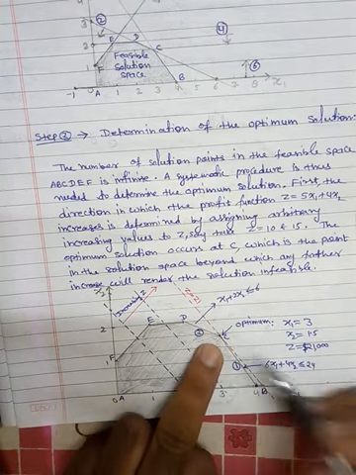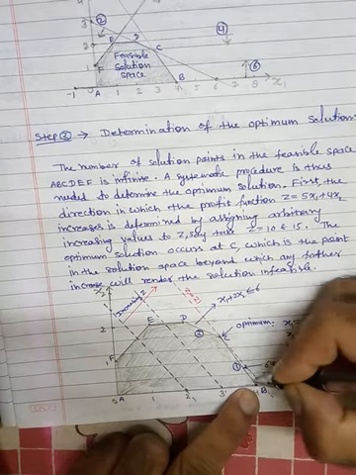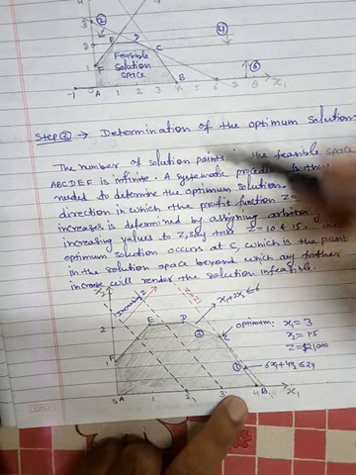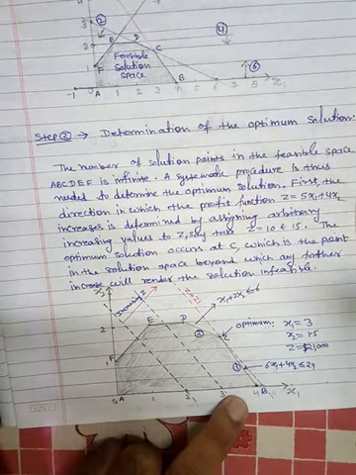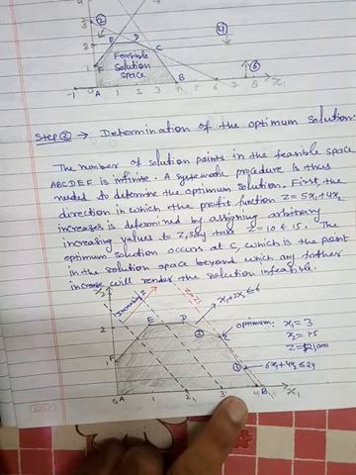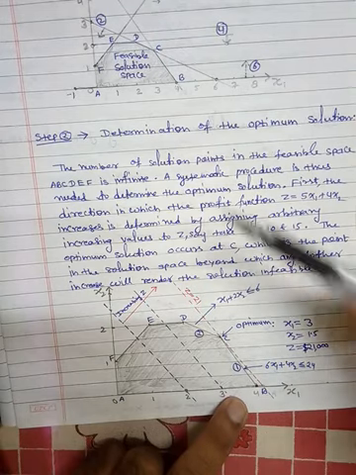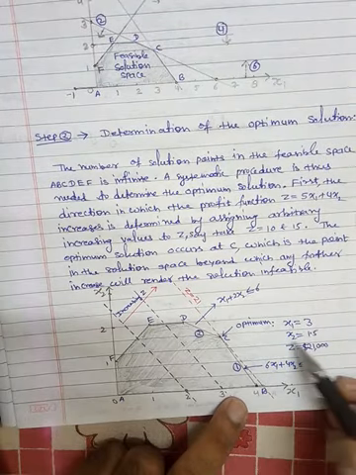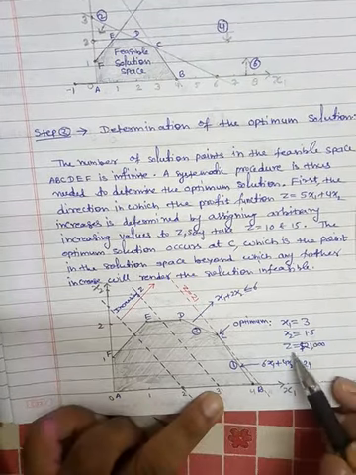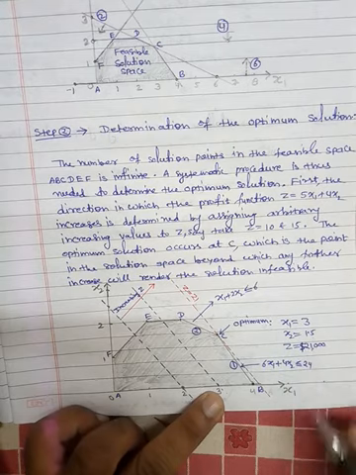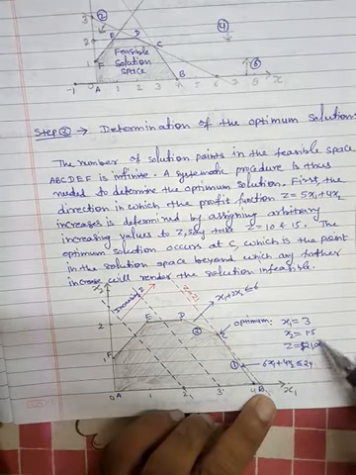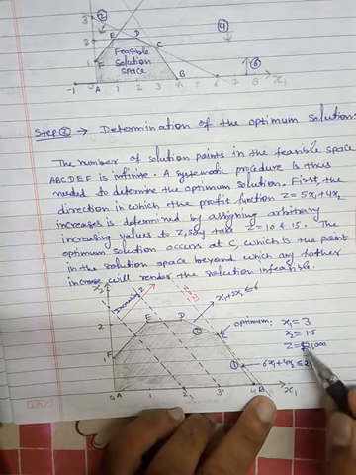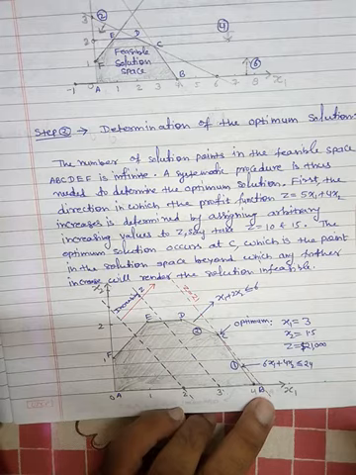Now C is the intersection of line number 1 and line number 2. So just solve 1 and 2 and get x1 and x2. When you solve constraints number 1 and 2, we get x1 is equal to 3, x2 is equal to 1.5, and z will be 21 into 1000, so 21,000, this is in dollars, so this will be the solution.